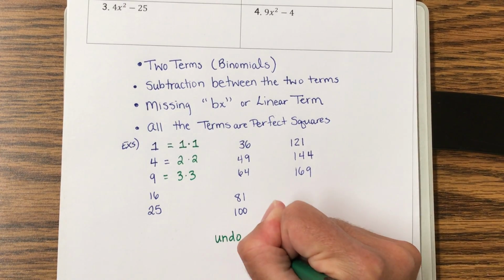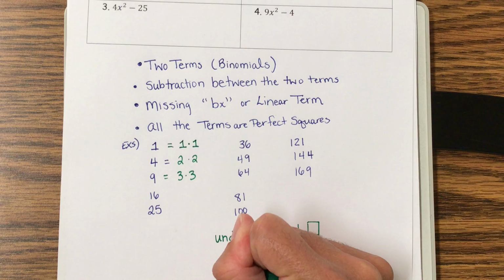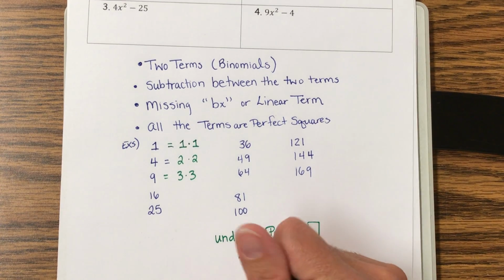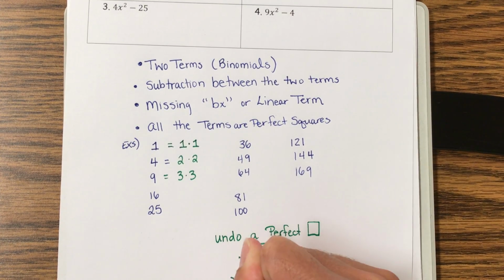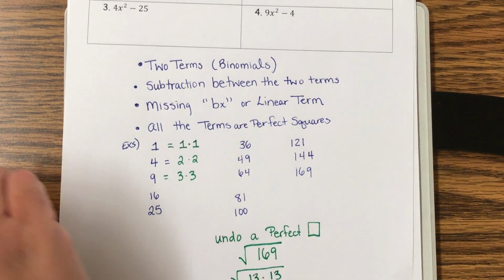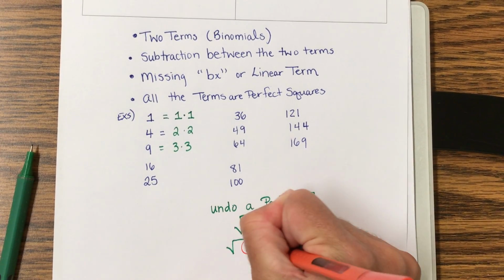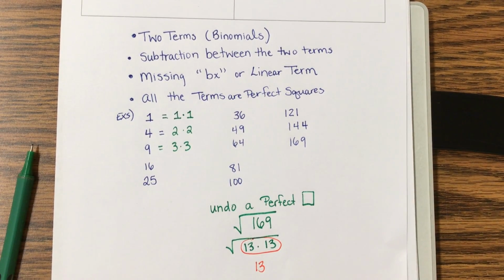So what is the square root of 169? Well, the square root of 169 is 13. Why is that? Because 13 times 13 is 169, and I'm looking for perfect groups of 2. So the square root of 169 is 13.